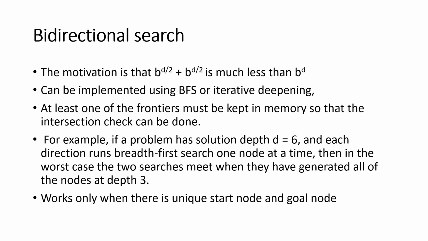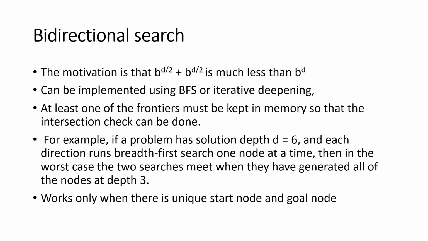Both actually use BFS and iterative deepening search. At least one frontier must be stored in memory so that the algorithm can efficiently check for intersection between the two searches. So for example, if a problem has a solution at d equal to 6 and each direction runs breadth first search one node at a time, then in the worst case, the two searches meet when they have generated all the nodes at depth 3.